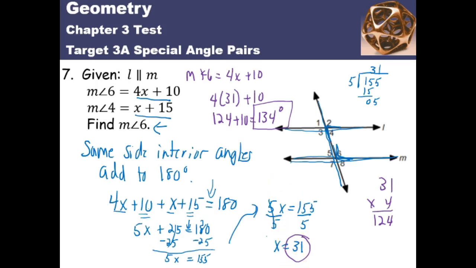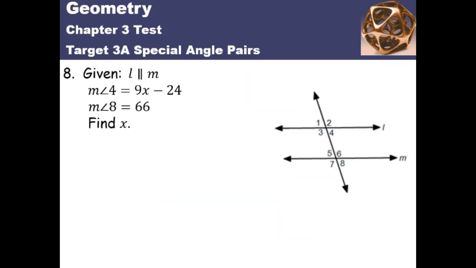Okay, number 8. And this is the last of the examples, and we have the practice problems for you to do. So we're given again that L is parallel to M, and we're looking at angles 4 and 8. Okay, and again these lines are parallel.